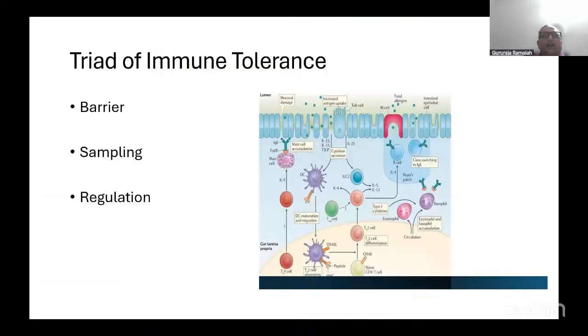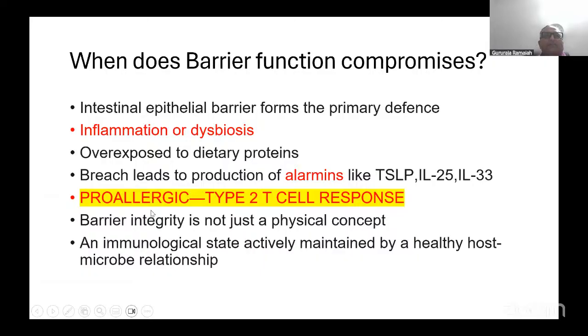So there is a triad of immune tolerance. So what is this? This has three components. One is the barrier, which is the epithelium, the sampling, the processing of antigens from the outside, luminal, to the inside, and the regulation, which I'll be telling later. So first, let us talk about the epithelium.